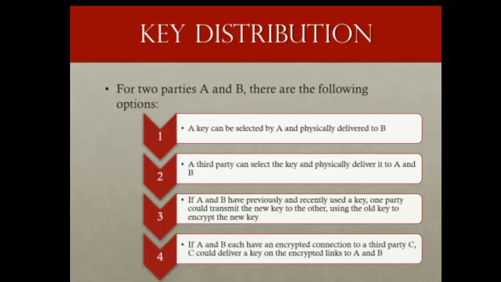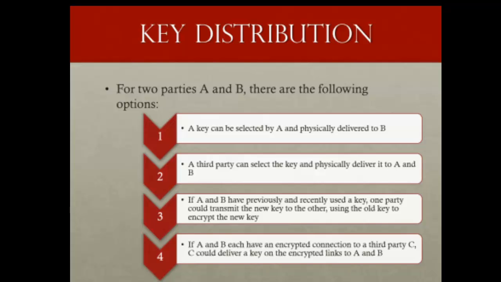Now, option 3 is a possibility for link encryption or end-to-end encryption. But think about this. If the attacker gains access to one key, like the initial key, they can use that to decrypt the session where the next key was shared, and then they'll have access to that key, etc., etc. So that's got some problems. And then we have option 4.